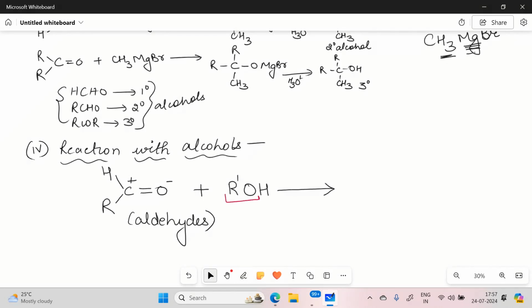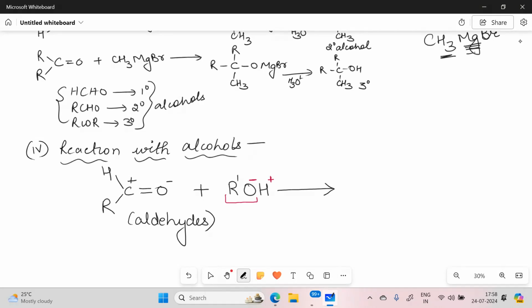Alcohols are acidic in nature. So it's always H plus OR minus. How does alcohol break? OR minus and H plus. Because alcohols are acidic in nature, they always give H plus ions. So don't break alcohols as OH minus because it's not basic. It always breaks as OR minus and H plus.